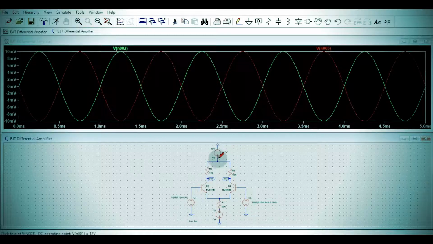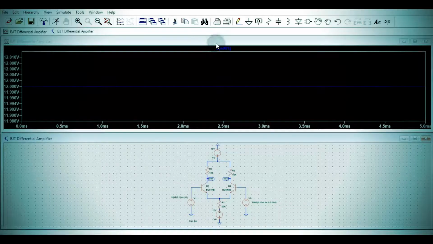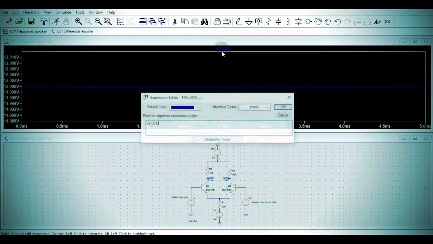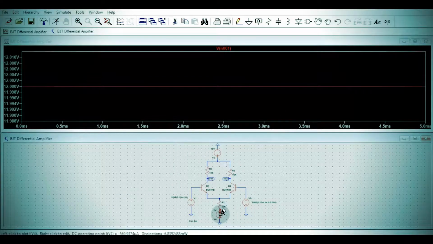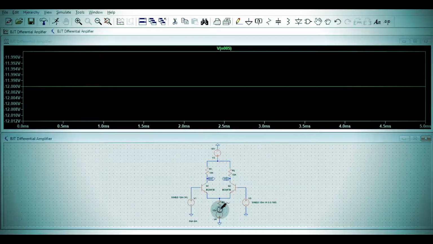Let me show you the signal of V2. This is 12 volt and pure DC. Let me show you the signal for V4. You can see this is also 12 volt, but negative. So V2 was positive 12 volt and V4 is negative 12 volt.